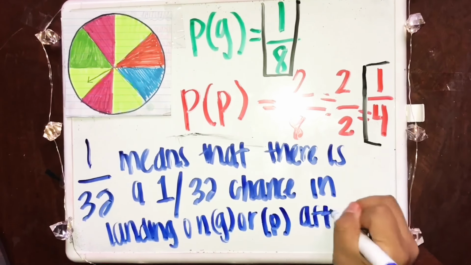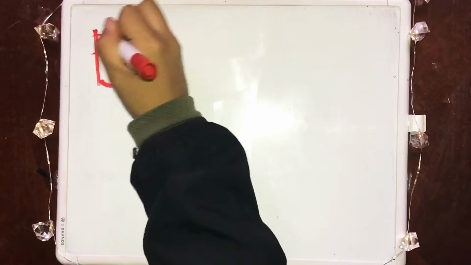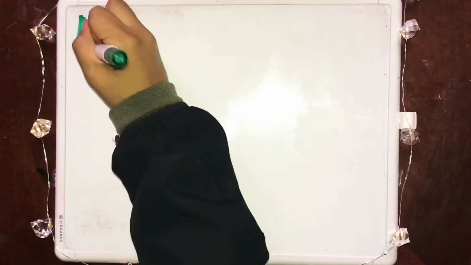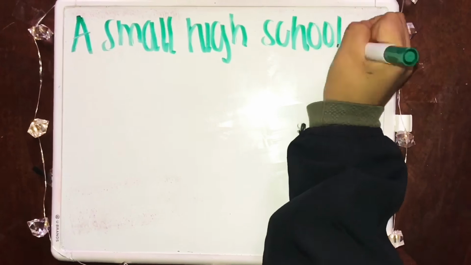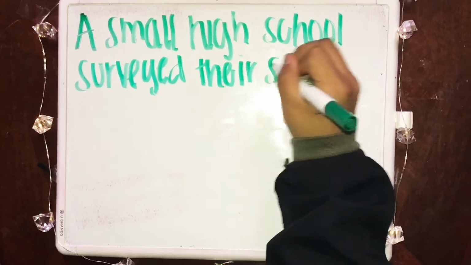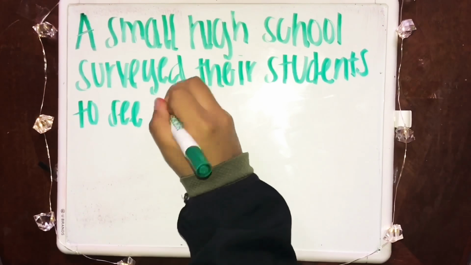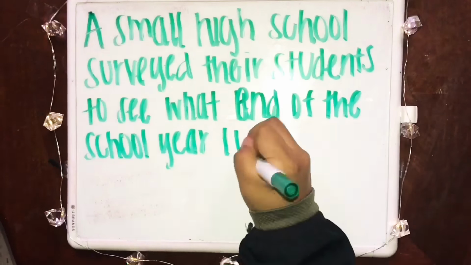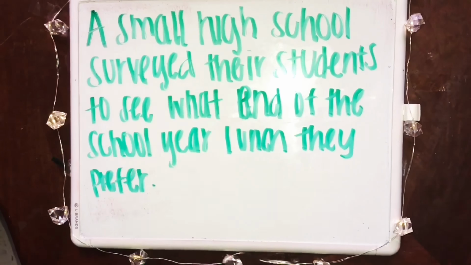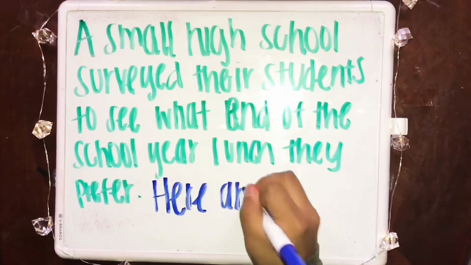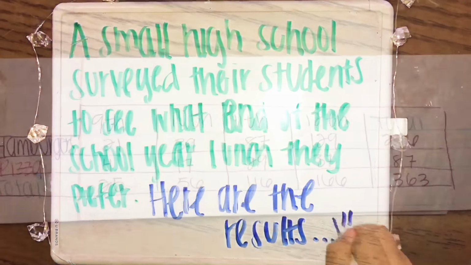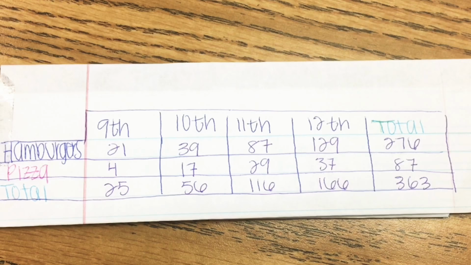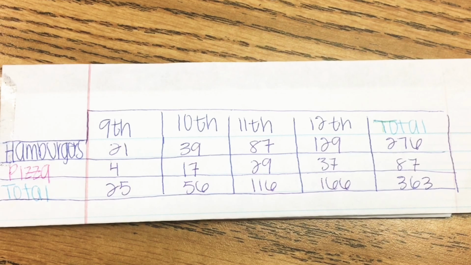Okay, now going on to example number 2. A small high school surveyed their students to see what end of the school year lunch they'd prefer. Here are the results. 21 ninth graders chose hamburgers, 4 ninth graders chose pizza. In total, there are 25 ninth graders.